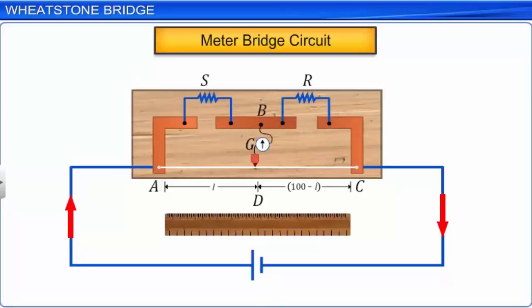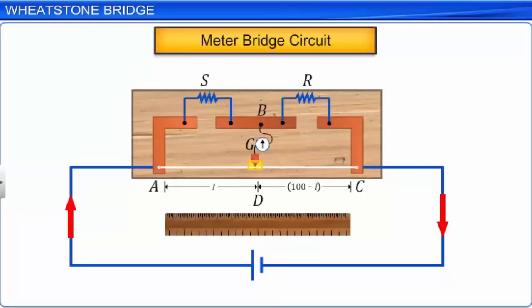The end points A and C, where the wire is clamped to the metallic strip, are connected to the cell. One end of the galvanometer is connected to the midpoint B of the metallic strip between the 2 gaps in it. The other end of the galvanometer is connected to a jockey, which is a metallic rod with one end shaped like a knife edge. The knife edge end of the jockey slides over the wire to make electrical contact.